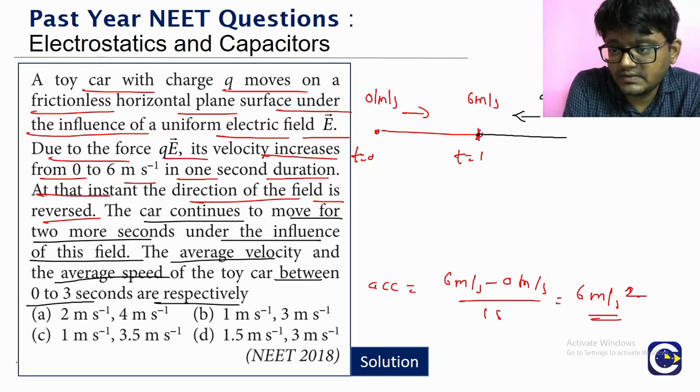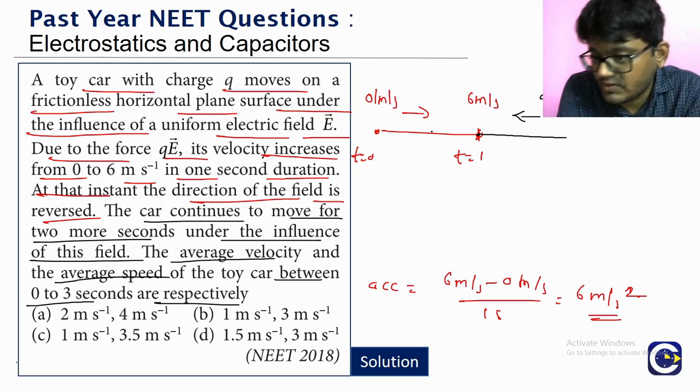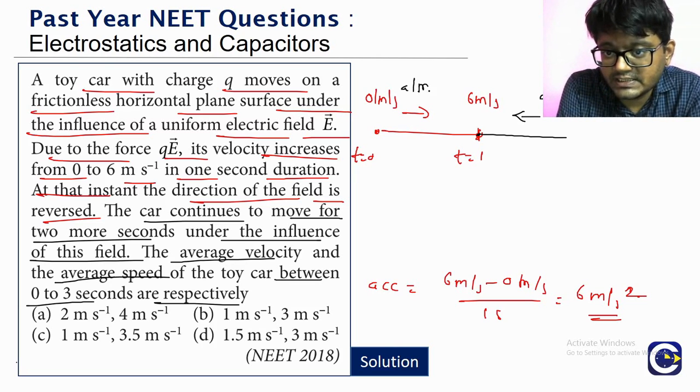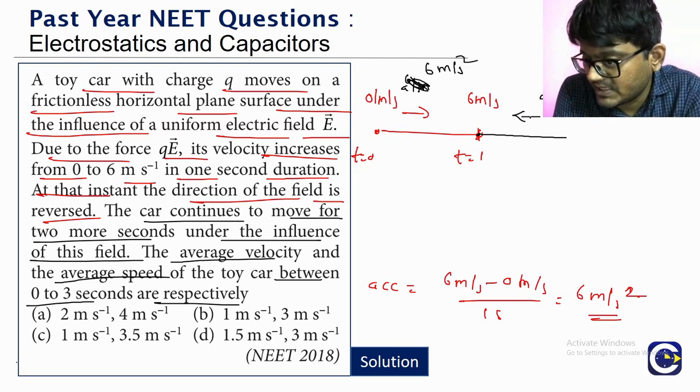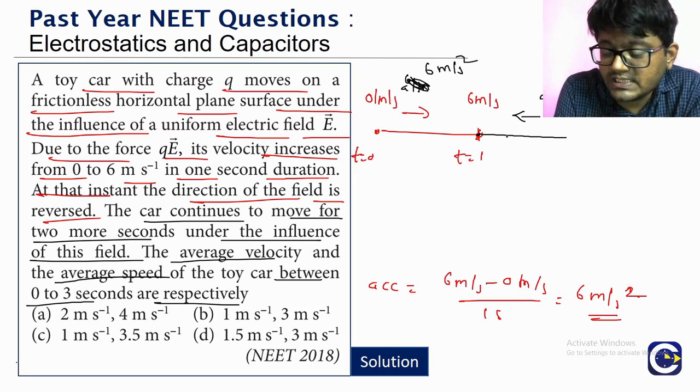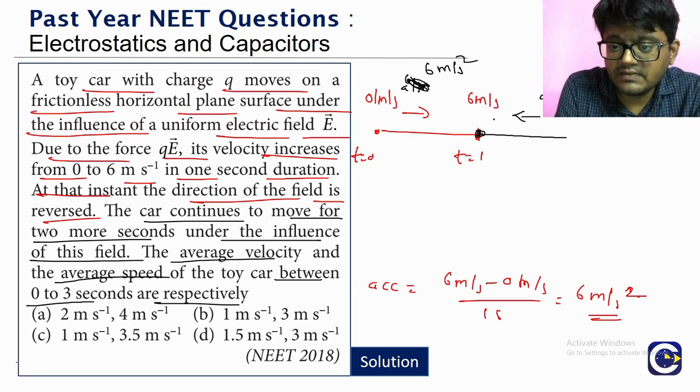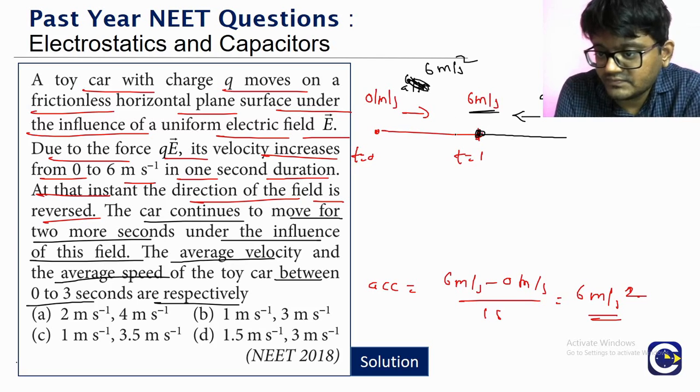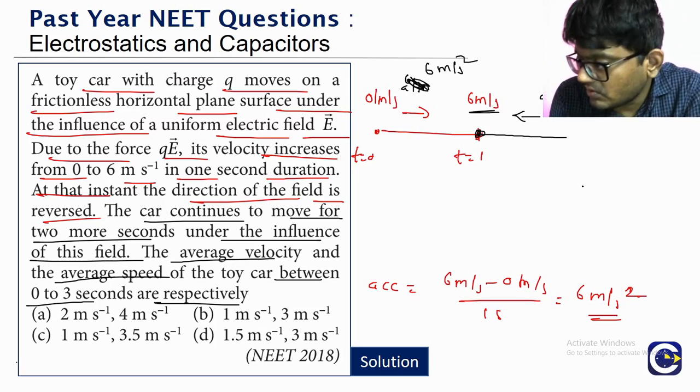Same 6 meter per second square, backward direction. Initially what is it? 6 meter per second square in the forward direction. Now the acceleration is what? 6 meter per second square in the reverse. So this is under deceleration now. Deceleration means here the velocity is what? 6 meter per second. You know when the velocity is going to become 0?